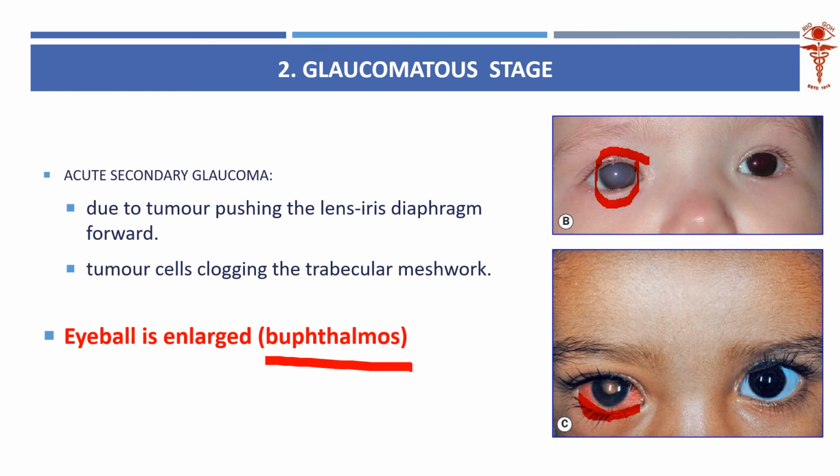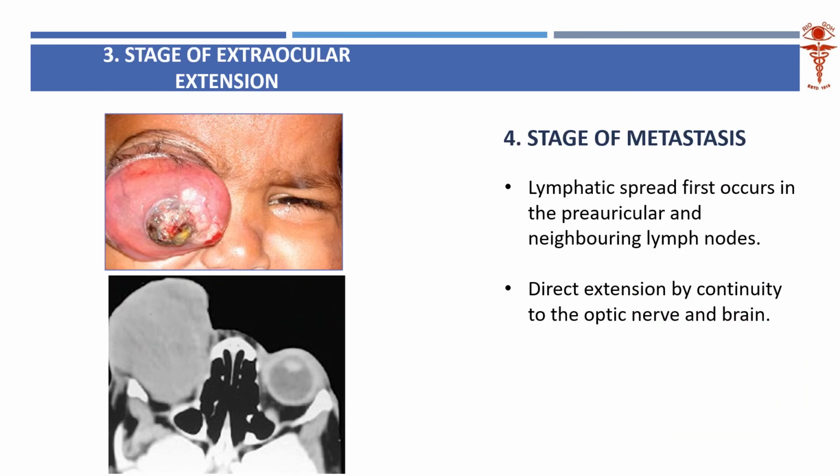So if buphthalmos is there in a baby, mostly you should rule out retinoblastoma as a cause. Okay, retinoblastoma can be a cause of glaucoma, and then you should not be treating the baby as glaucoma and forgetting that there is a retinoblastoma inside. So you have to be very aware of that.